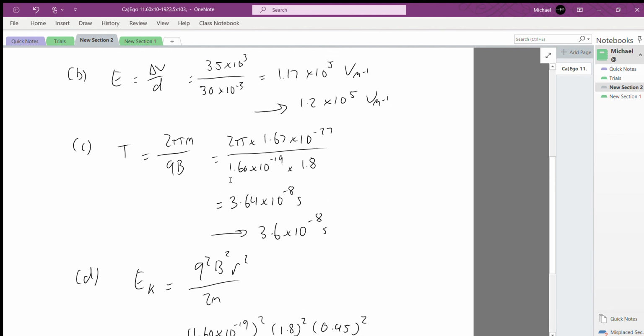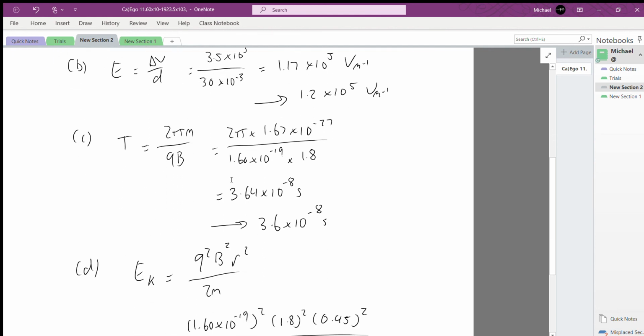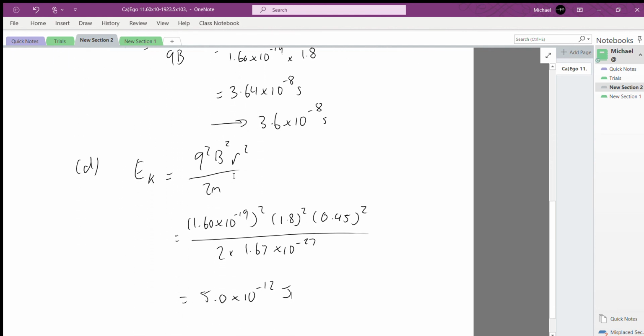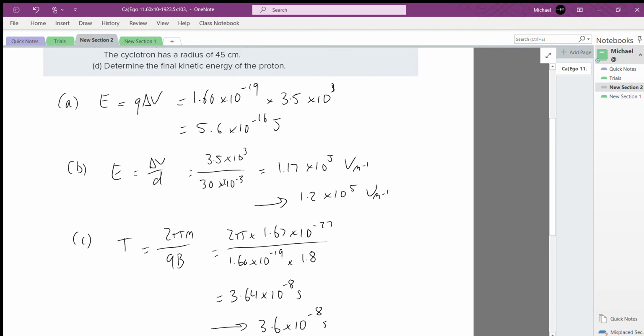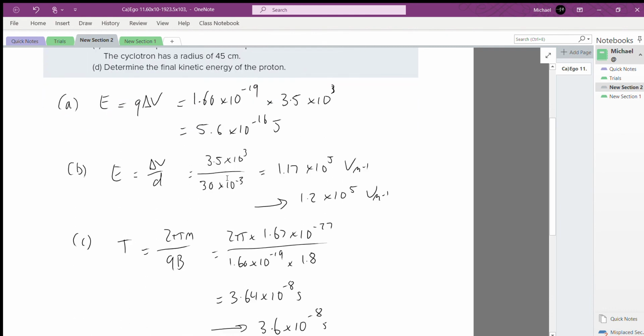And that's it. All of these parts were just straightforward calculations, no rearrangement or anything like that. Very straightforward, and yeah, should have been fairly easy.